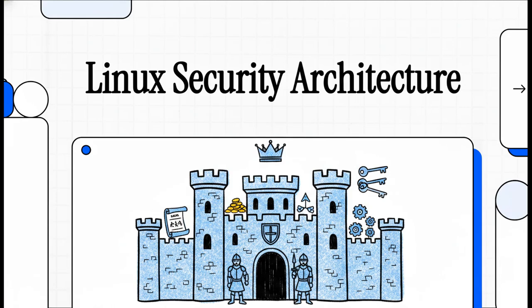Welcome to the Explainer. Today, we're diving into the underlying architecture of Linux security. And to really wrap our heads around it, I want you to picture the Linux operating system not just as a piece of software, but literally as a highly secure medieval castle.